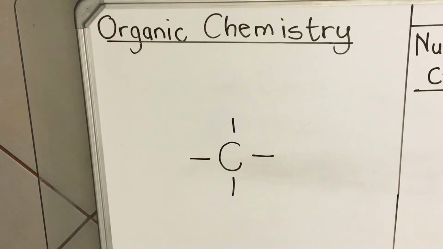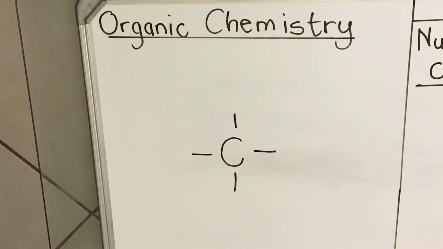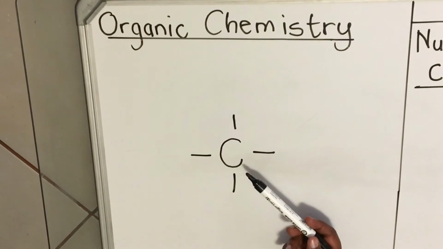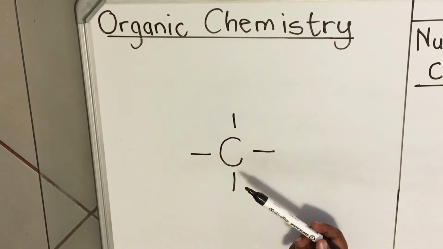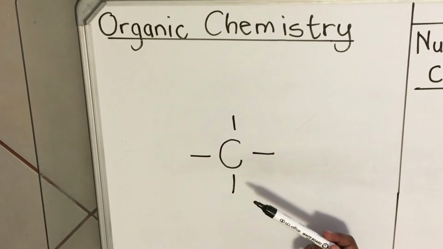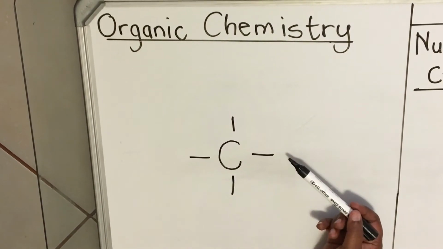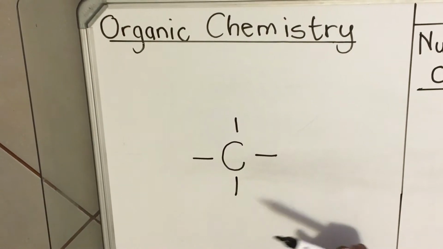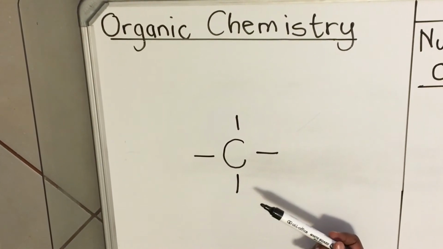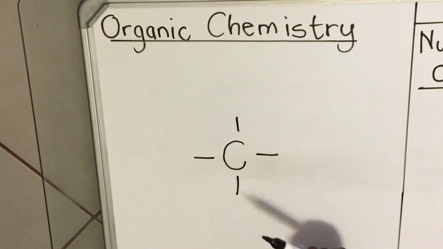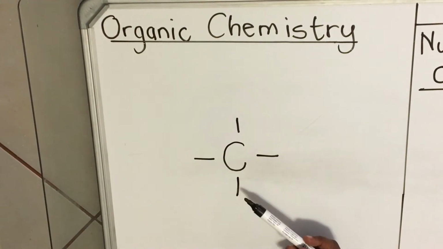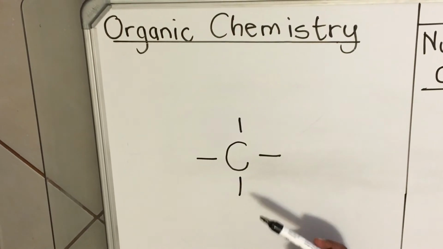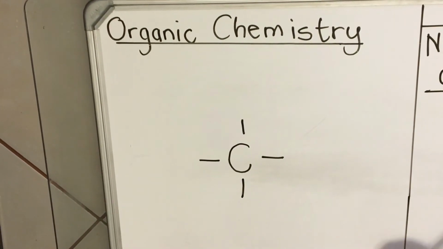The first thing: organic chemistry is the study of the carbon atom. A carbon atom has a valency of 4, meaning that it will bond with 4 other atoms. These atoms can be any other atom or can be carbon. Now, in organic chemistry, carbon likes to bond with other carbons and form long chains of carbons.